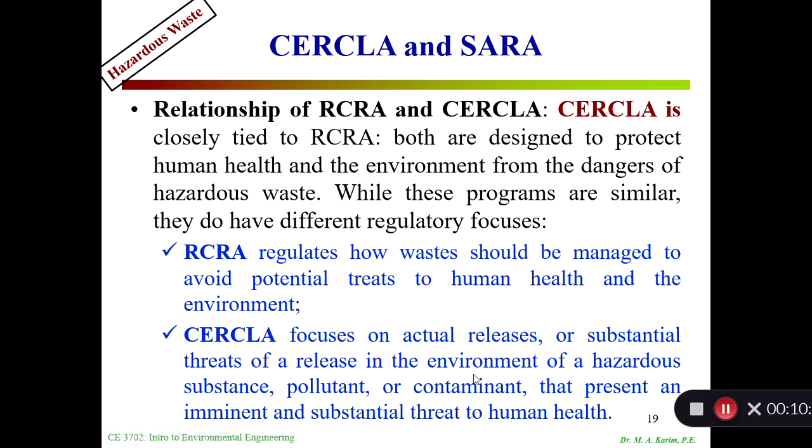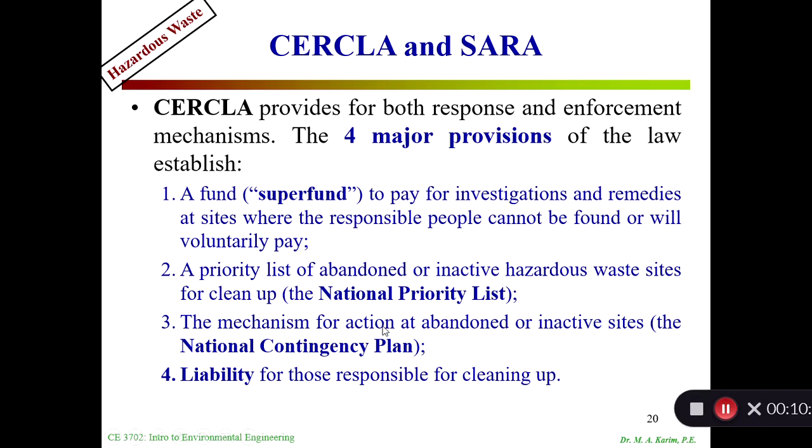So in this case, we can say that RCRA is a vaccine, or something like that. If we take a vaccine, then we don't get the disease. But if we already have something, then what do we do? Like for the flu, we take something like an antibiotic. So CERCLA works after the fact, meaning the pollution is already done, and then how to take care of the pollution. And RCRA prohibits making the pollution. CERCLA provides for both response and enforcement mechanisms.